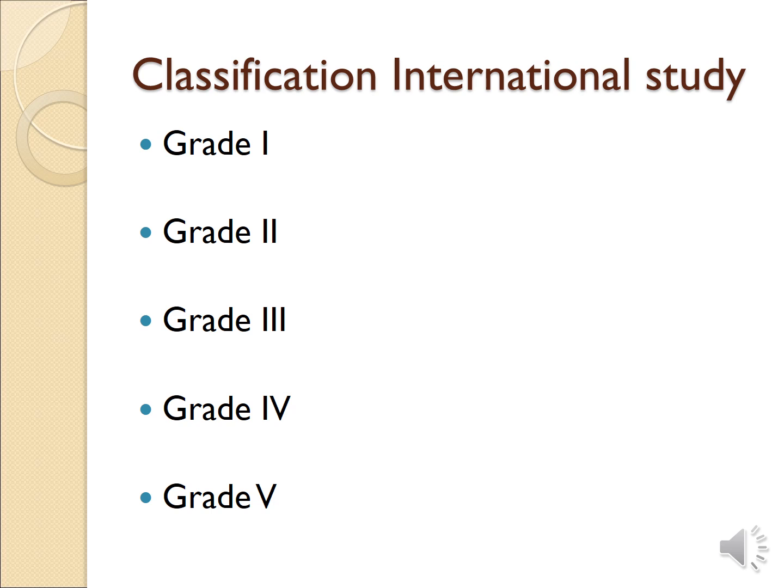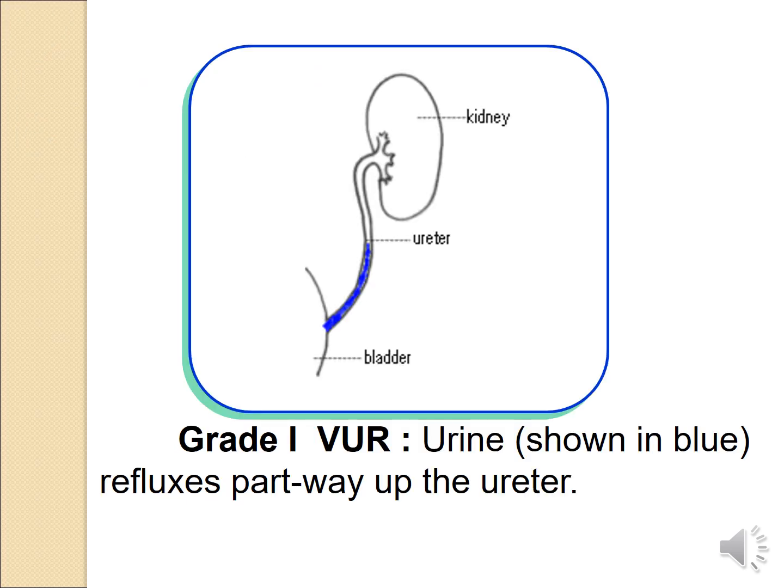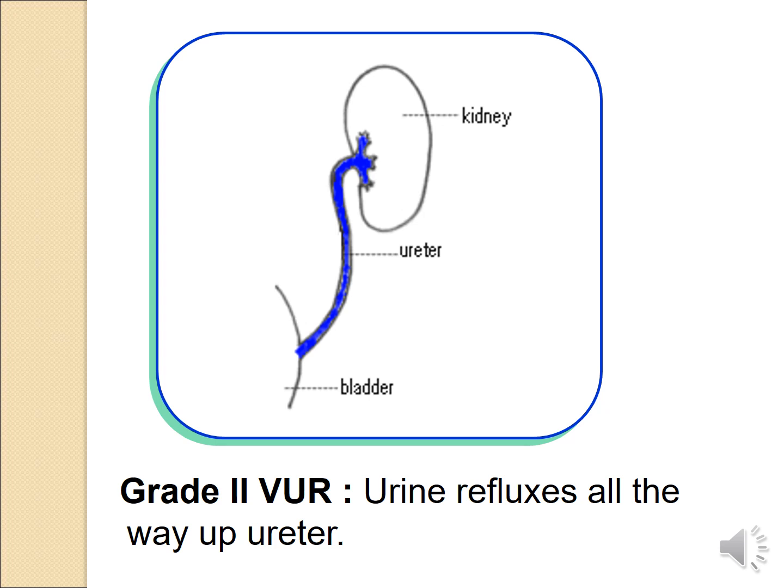Now come to classification by the international study. According to this, there are 5 grades of the VUR. So diagrammatically, I'll just go fast with the gradings. Grade 1 VUR, the blue color is urine. Here the urine is flowing back only to the lower third of the ureter, and there is no dilatation of the ureters. Grade 2 reflux, urine refluxes to the whole of the ureter and then up to the renal pelvis, and there is no dilatation.